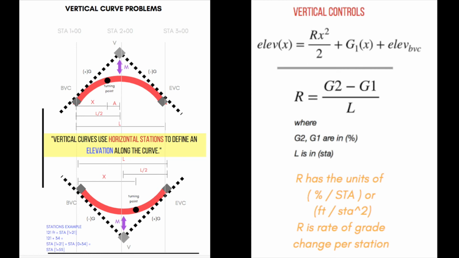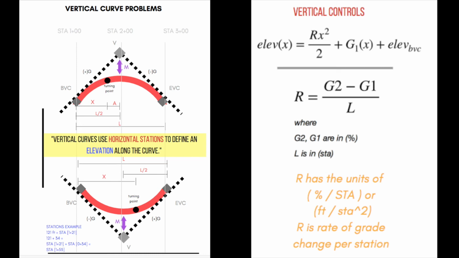So if we look at the general equation for the elevation at any point along the curve as a function of x, we see that it takes the form of a quadratic equation. Basically R x squared over 2 plus G1 times x plus the elevation of the BVC. This should be an easy equation to solve provided that you have the right distance.